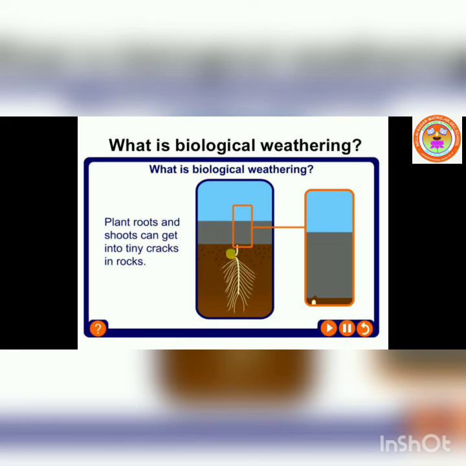Okay, children, I hope all of you understand about weathering and its types: physical, chemical and biological weathering. Exfoliation, block disintegration and granular disintegration are the major types of physical weathering, and you have also understood the types of chemical weathering and biological weathering.